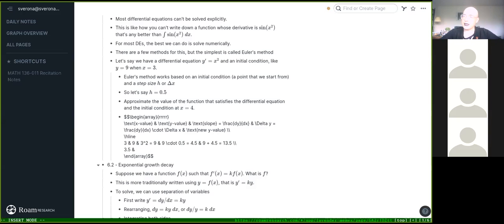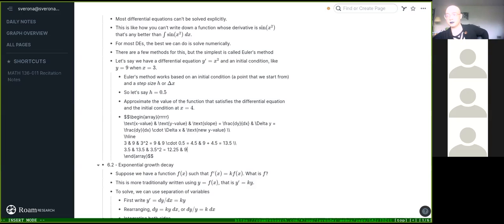So my new x value is going to be 3 plus my step size. And my y value now is going to be what I just computed, so that's the 13.5. My new slope is going to be 3.5 squared, which is 12.25. This might get slightly bad, but whatever, we'll worry about it later.